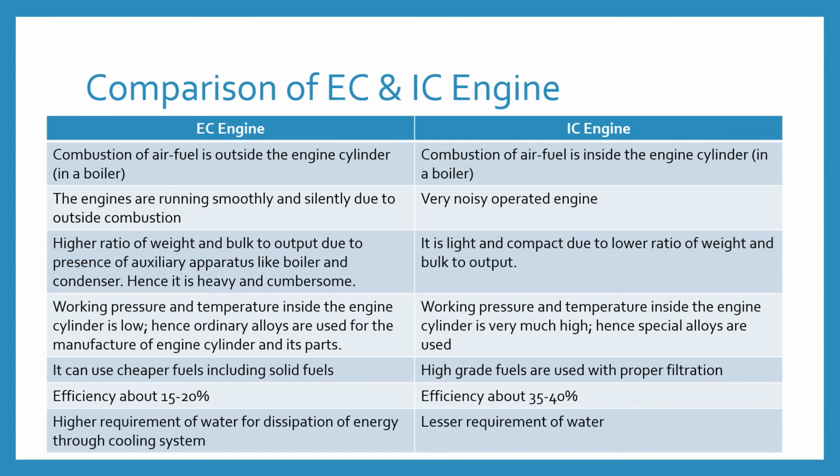In case of EC engine or external combustion engine, cheaper fuel including solid fuels can be used, and in case of IC engine, high grade fuels are used with proper filtration. The efficiency lies between 15 to 20% in case of the external combustion engine, and in case of the IC engine, the efficiency lies between 35 to 40%.